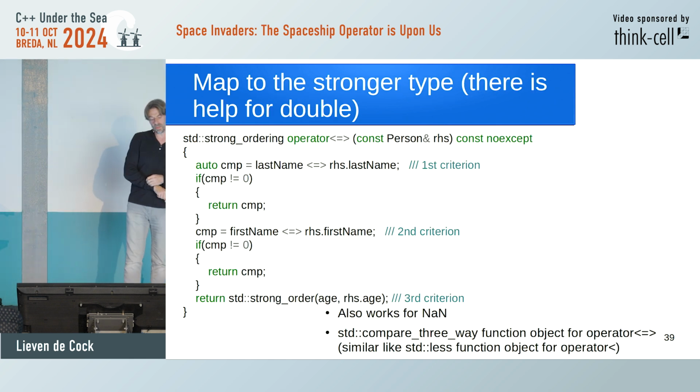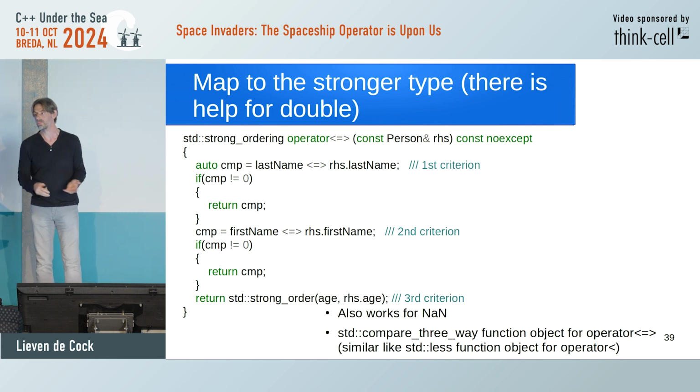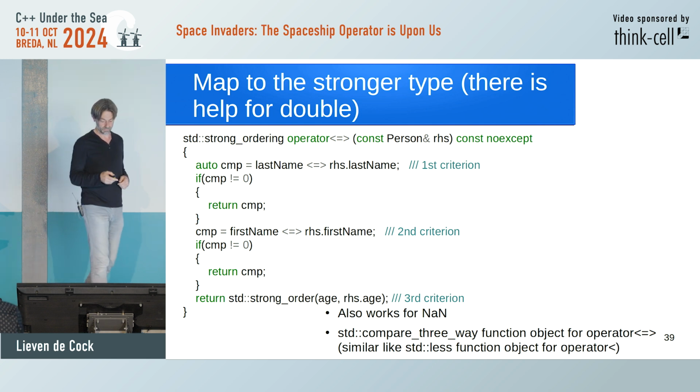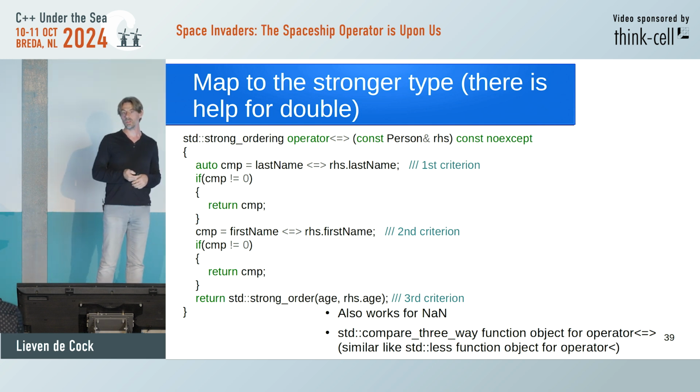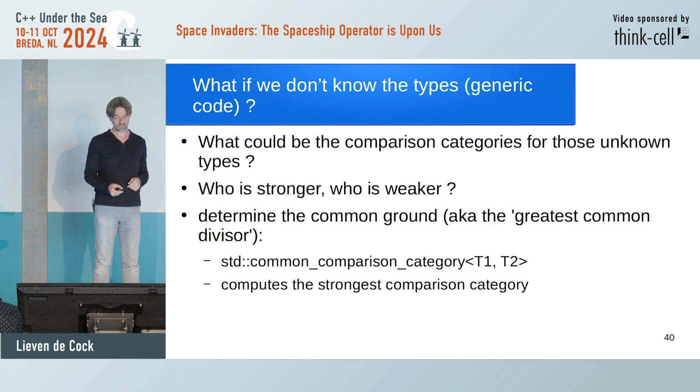The language or the library helps us out a little bit for doubles. It can convert the outcome of the double comparison to strong ordering. And it also works for not a number. So it's like, okay, I don't have to solve this myself. I will call strong order on the two doubles as an argument. Okay. Might be okay in some contexts, in others it's not okay. Depends.